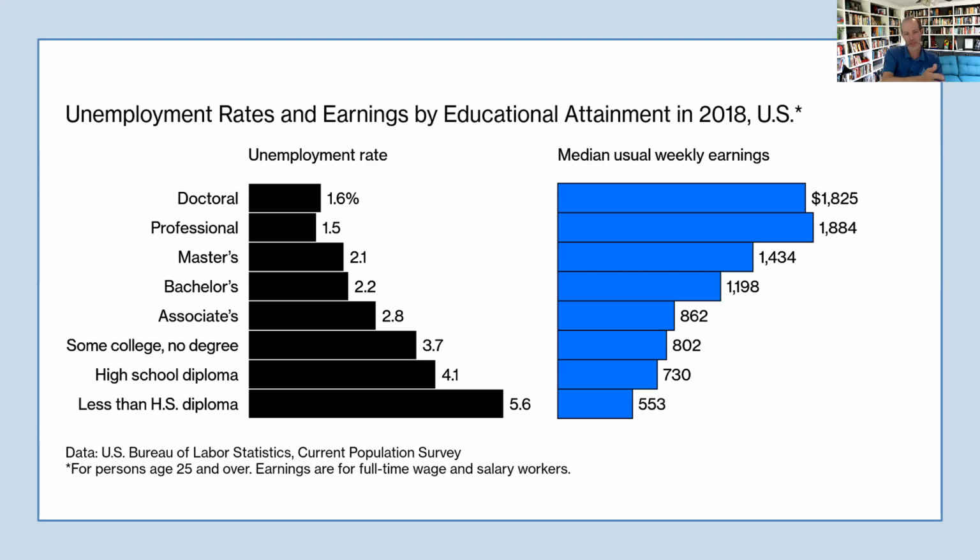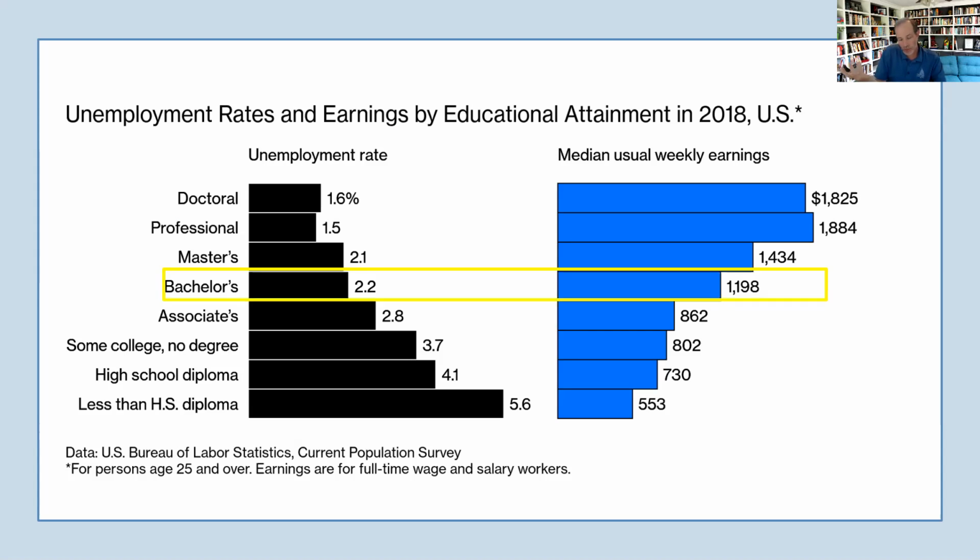So on the left here, the black bars show the unemployment rate by different levels of education, and the blue bars show weekly earnings. We start at the bottom with less than high school diploma, and there aren't that many people in that category. Then high school, some college, and then we go all the way up to people who have doctorates. So I have a PhD, so it's, I guess, the top of the education rankings.